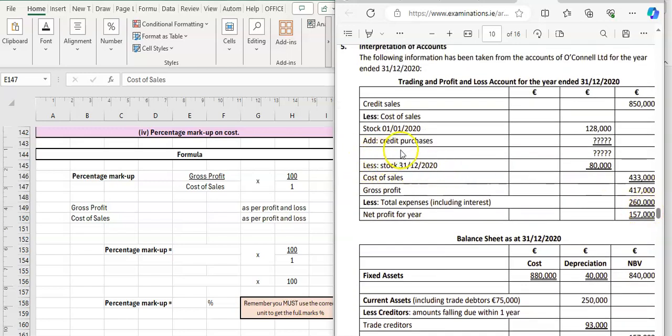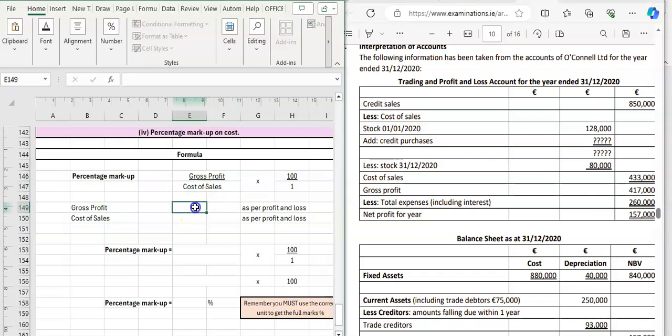So our gross profit, Listeners calculated for us at 417,000. Sorry, gross profit 417,000, and then your cost of sales is 433,000. So if you need to calculate your cost of sales, you take your gross profit away from your credit sales, and if you calculate your gross profit, you take your cost of sales away from your credit sales. It's just working in this column here.